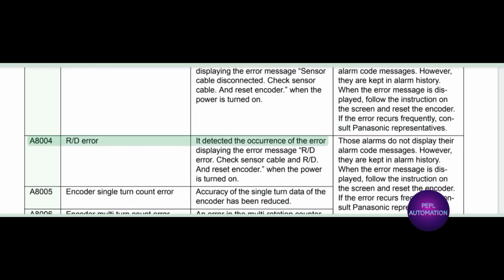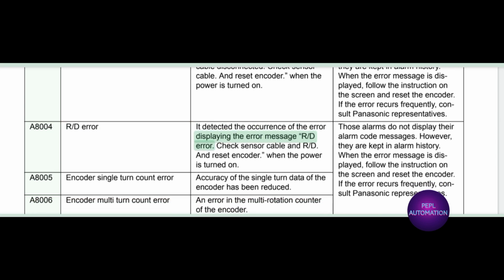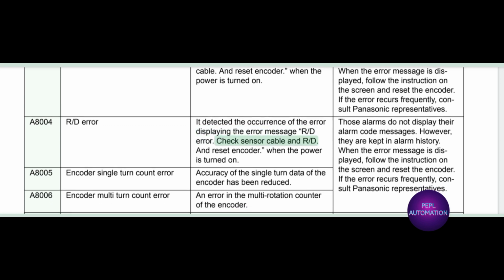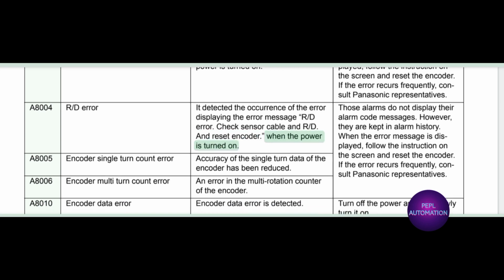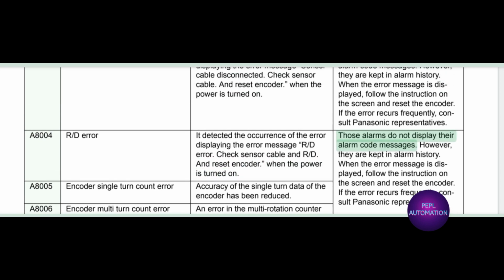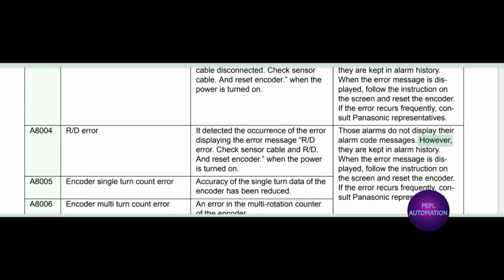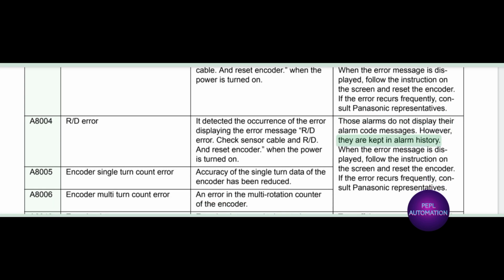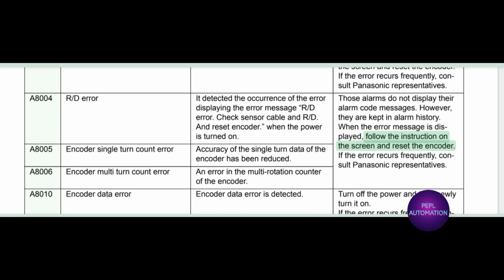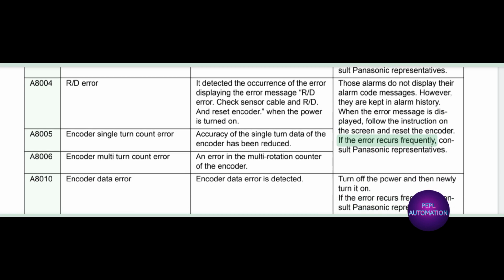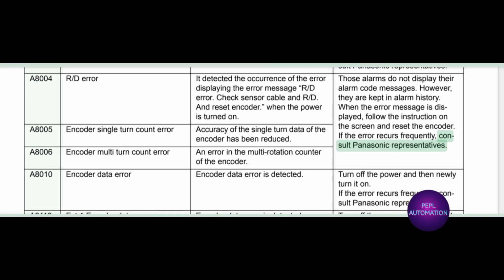A8004 RD error. It detected the occurrence of the error. Displaying the error message, RD error. Check sensor cable and RD, and reset encoder. When the power is turned on, those alarms do not display their alarm code messages. However, they are kept in alarm history. When the error message is displayed, follow the instruction on the screen and reset the encoder. If the error occurs frequently, consult Panasonic representatives.